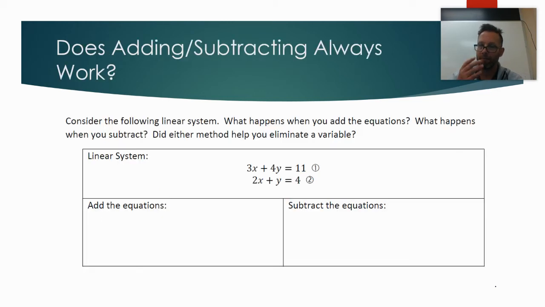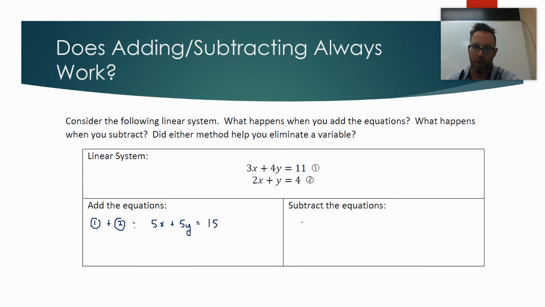Consider this example. So here we have 3x plus 4y equals 11, 2x plus y equals 4. So what happens if you add the equations? What happens if you subtract them? Can this just work all the time? If you add the equations, you get 3x plus 2x is 5x. 4y plus y is 5y. And 11 plus 4 is 15.